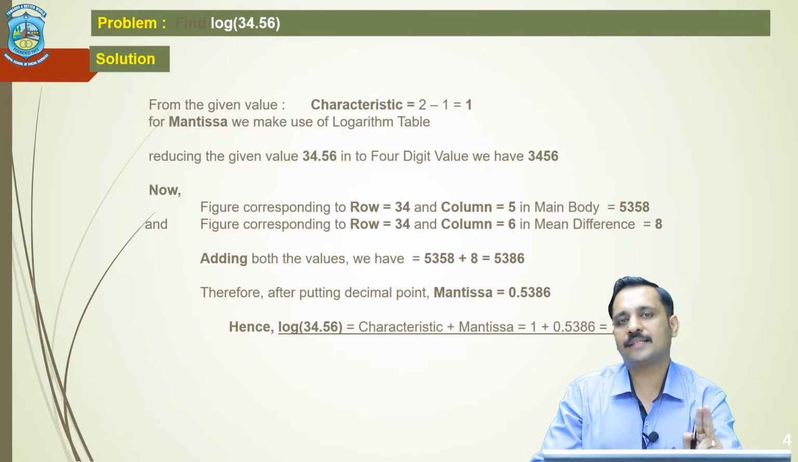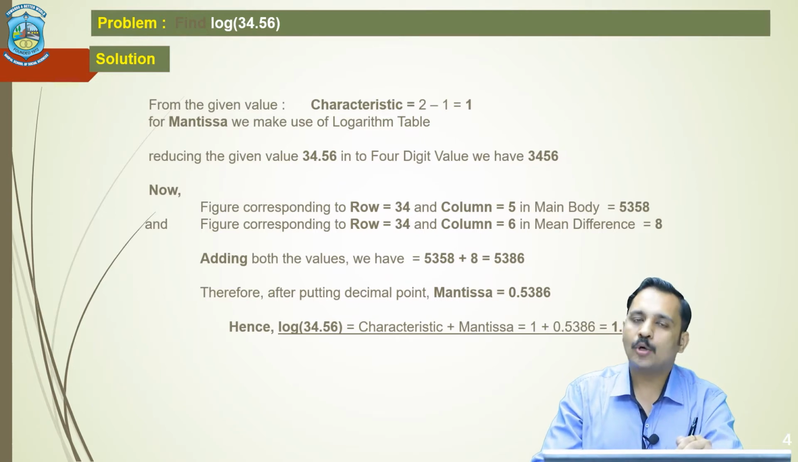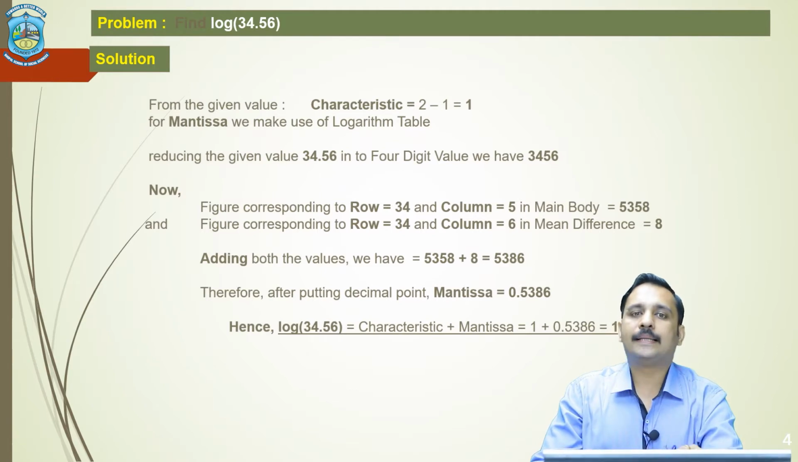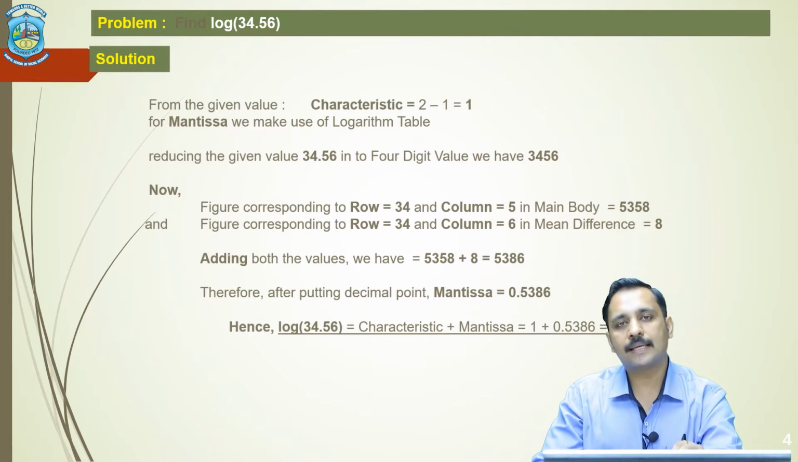Now let us see an example. We have the value 34.56. We need to find the log of 34.56. In finding log, first we have to decide 2 values. First is characteristic, second is mantissa. For characteristic, we have some rules, and for mantissa, we make use of log table. So here in this question, the characteristic value is 1 less than the number of significant digits. Here, the significant digits are 2. That means our characteristic is 2 minus 1, that is 1.